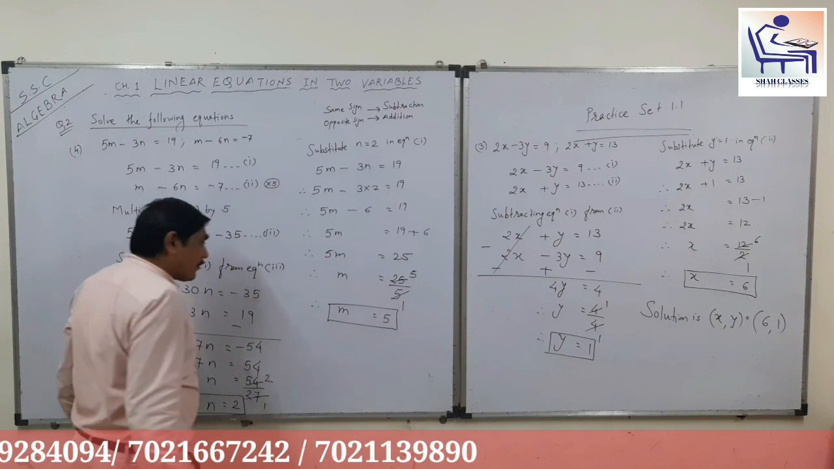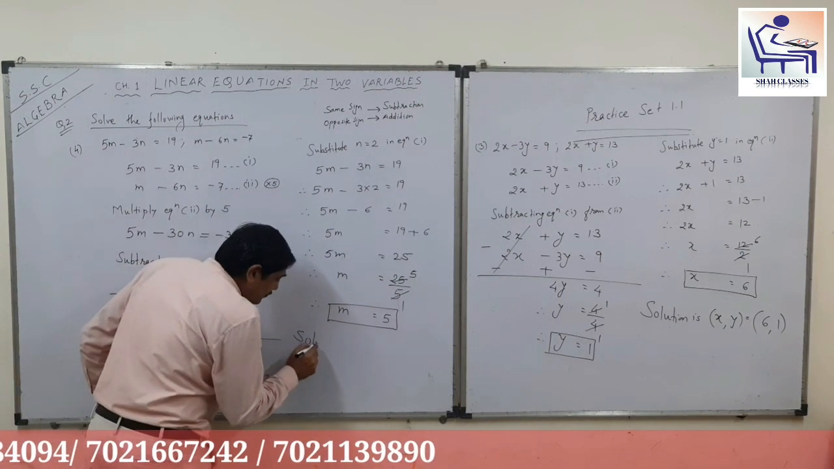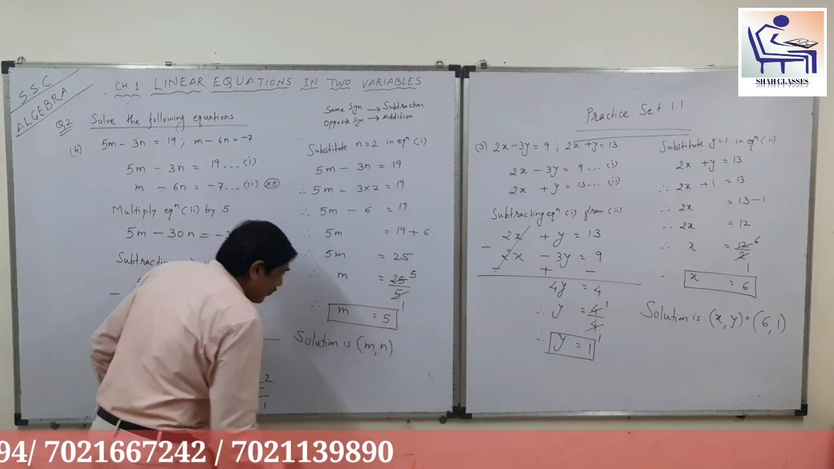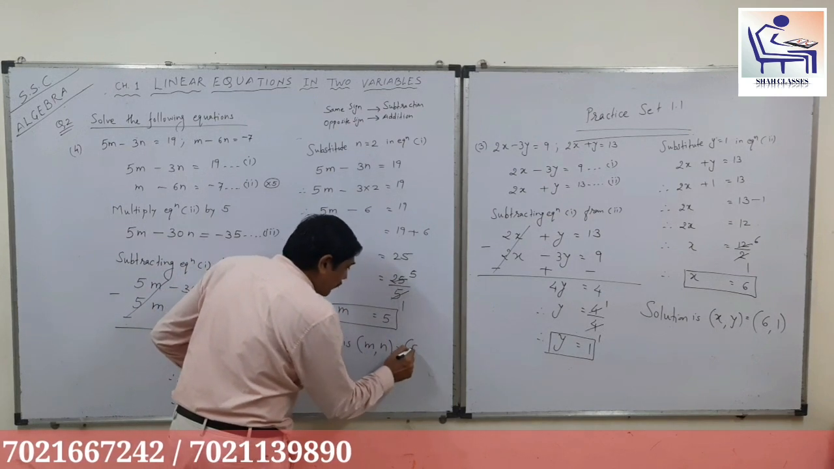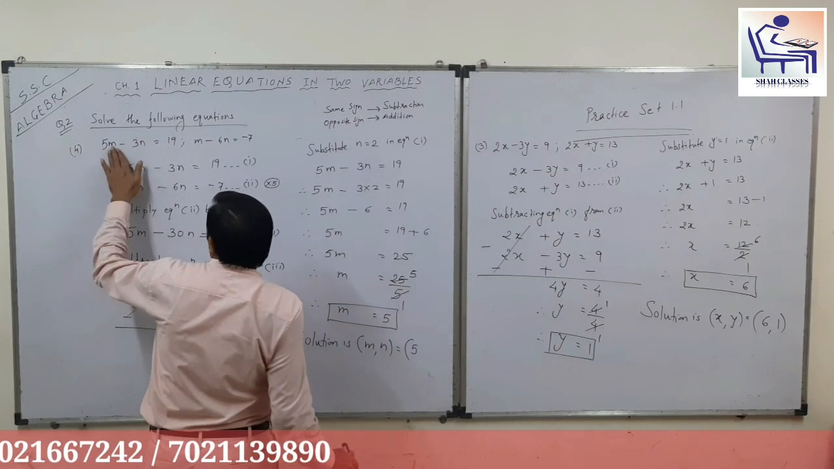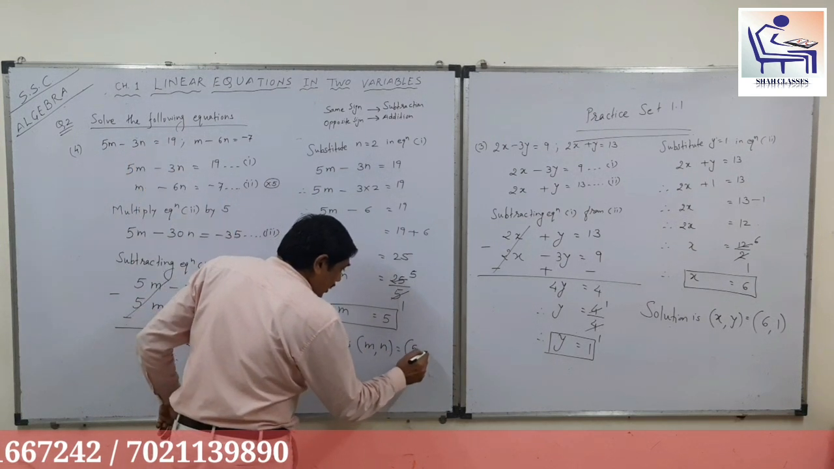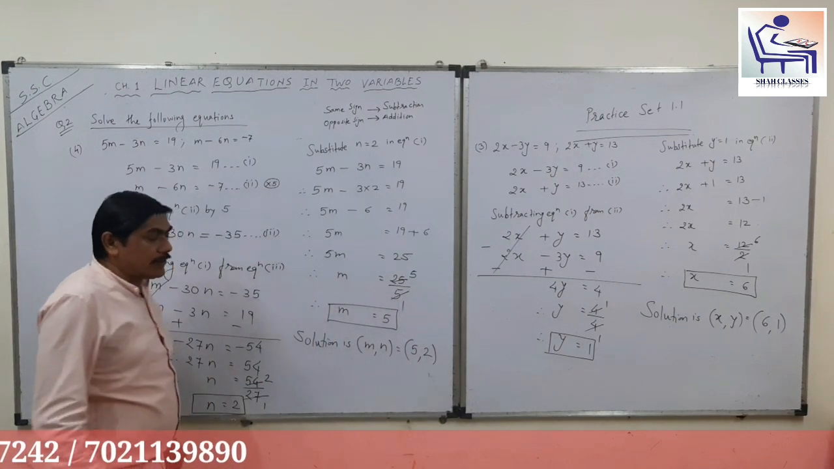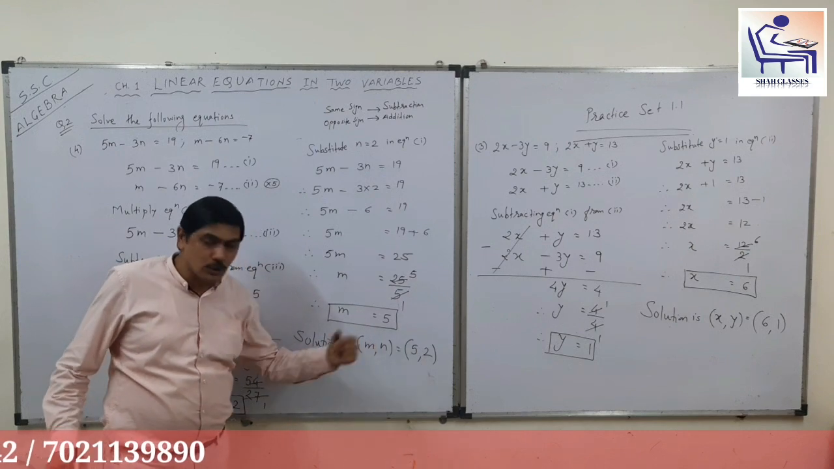So once again we got the value of m and n. So solution: please remember, first you write the value of m, because in this equation first you find the m and then you find the n. So value of m is first and then the value of n. Okay, so your final solution is 5, 2. So the value of m is 5 and the value of n is 2.